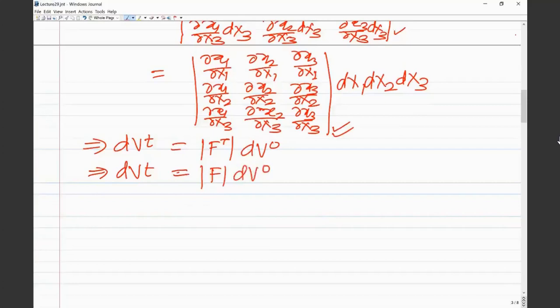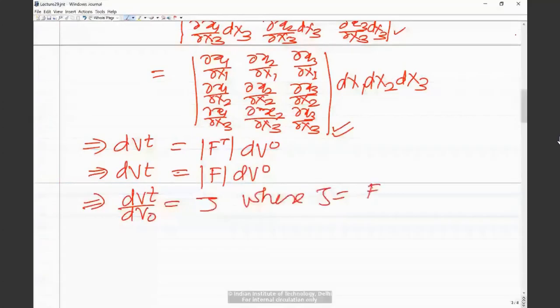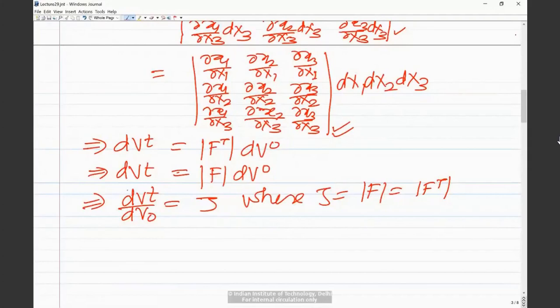And the determinant of F, let me denote it by J. So we can say that this ratio dvt by dv naught is equal to the determinant of F, which is equal to the determinant of F transpose. So this is the volume ratio. If you have a differential volume in the reference configuration, that translates into a differential volume in the current configuration. The ratio of these two volumes is equal to the determinant of the deformation gradient matrix F. That is, J equals the determinant of F, which is equal to the determinant of F transpose.